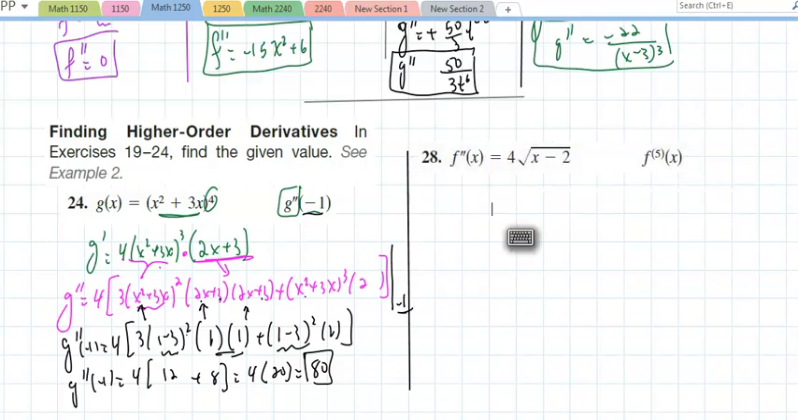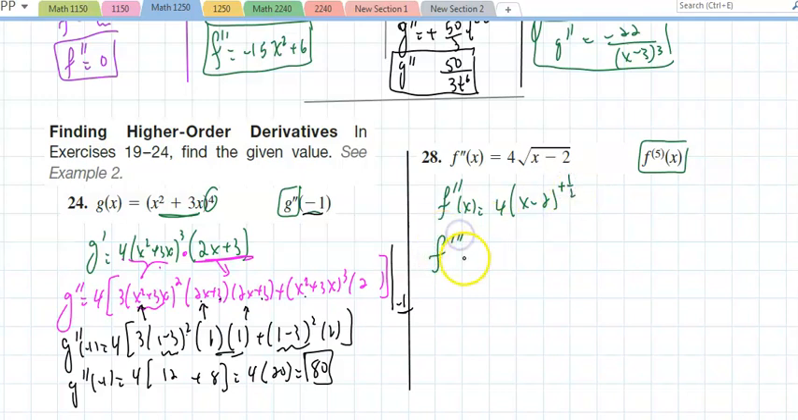Here's a problem that says find the fifth derivative. So I'm given the second derivative to be, and if I write this, isn't that 4 times (x minus 2) to the positive 1/2? If I take a derivative of that, the 4 you leave alone, bring the power down, subtract 1 from the power, times the derivative of the inside, but that's a 1. So this is actually 2 times (x minus 2) to the negative 1/2.